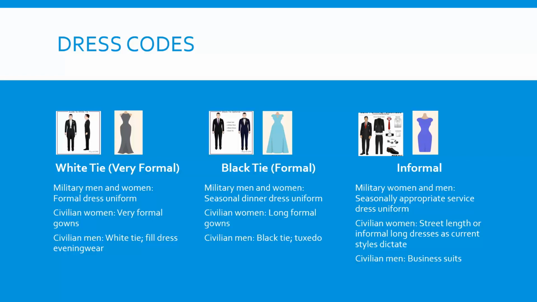Black tie is still formal, but less so than white tie, and so military will be wearing seasonal dress, dinner dress uniforms. Civilian women, long formal gowns, and civilian men will wear black tie also or a tuxedo. Informal is still dressy. Civilian men and women will wear the appropriate service dress uniform. Civilian women will wear street length or informal long dresses as current styles dictate, and civilian men can wear business suits.